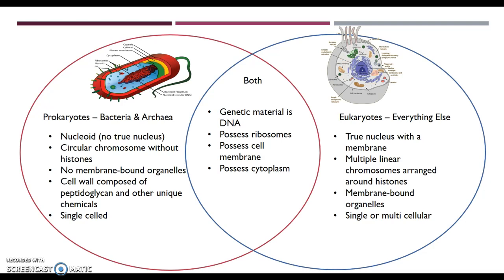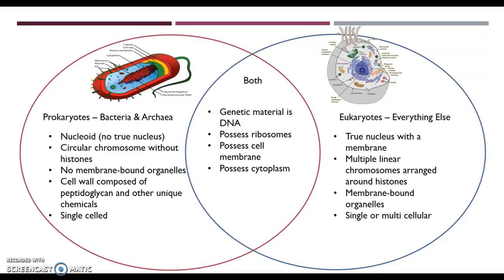So if you can see here on the slide, we've got this Venn diagram that compares and contrasts prokaryotes, namely bacteria and archaea, with eukaryotes. And eukaryotes are all other cell types. So prokaryotes, or bacteria and archaea, are different from eukaryotes because they do not have a true nucleus. They have what we call a nucleoid, and this is just a general area within the cell where the genetic material can be found. Their chromosomes are circular.